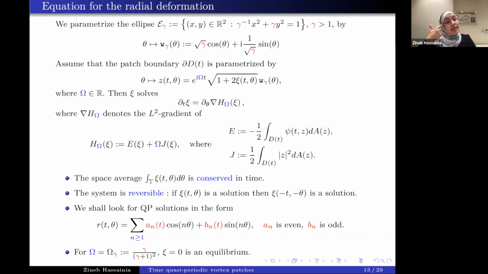And the second property is that the system is reversible, in the sense that if psi(t, theta) is a solution, then psi(-t, -theta) is a solution. So we may restrict ourselves to reversible solutions, which are even in t and theta. Of course, here we are placing ourselves in the rotating frame, such that when omega is exactly the speed of rotation of the ellipse, psi equal to 0 is an equilibrium, is a solution.